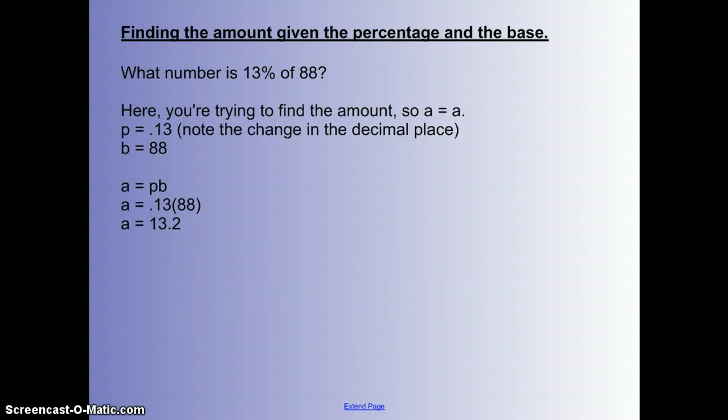Here we're going to find the amount given the percentage and the base. So we want to know what number, what amount is 13% of 88. You're trying to find A. You know that P is 0.13 and B is 88. So A equals PB. A equals 0.13 times 88, and A equals 13.2.